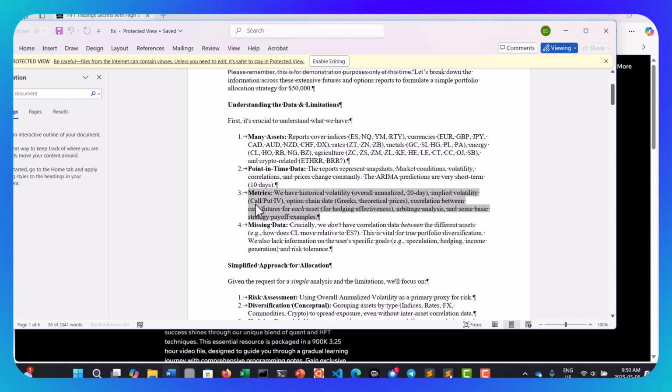We're also calculating an implied volatility, plus the option chain data I've kind of gone over. And there's also the correlation between the cash and the futures market for each asset. This will help measure hedging effectiveness and doing arbitrage analysis and some basic strategy payoff examples. Now in here, as usual, it might not be doing some of the other ones like CL or ES. There's no correlation between the different assets.